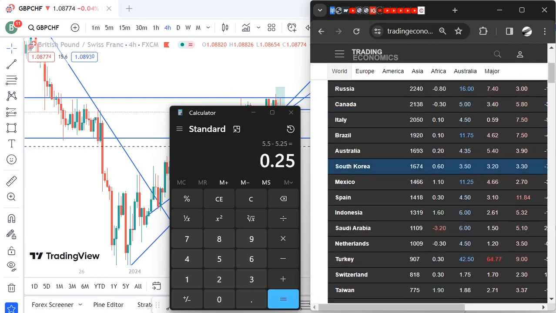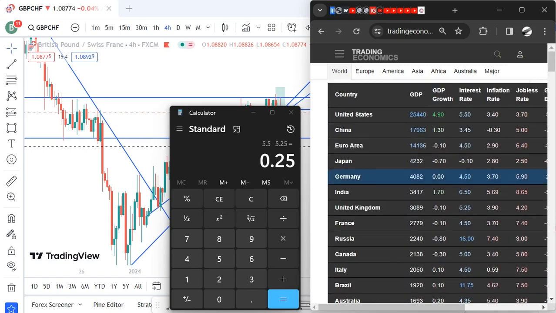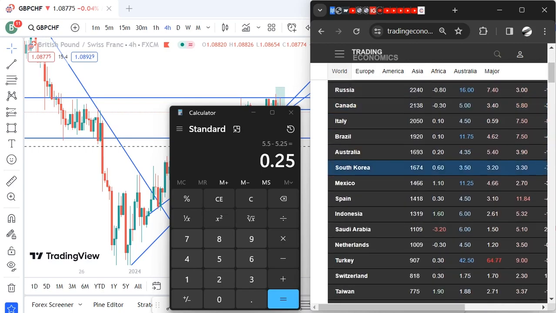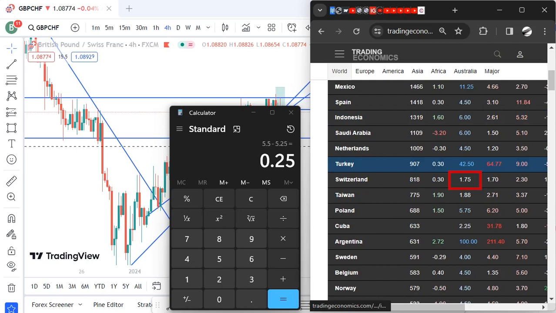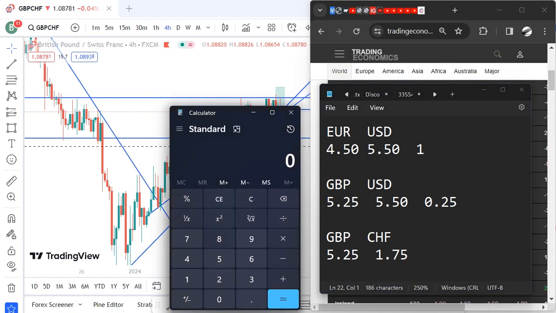So let's go down and look for Switzerland, and here is Switzerland, and you can see the interest rate, which is the third one, if I'm not mistaken. Here it is, 1, 2, 3. So let's go down to Switzerland, and here it is. It is 1.75. So let's find the difference between the two.